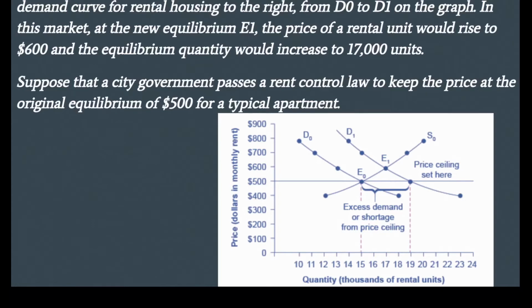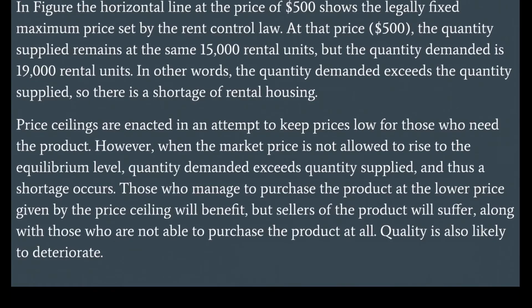Suppose that a city government passes a rent control law to keep the price at the original equilibrium of $500 for a typical apartment. In the figure, the horizontal line at the price of $500 shows the legally fixed maximum price set by the rent control law. At that price of $500, the quantity supplied remains at the same 15,000 rental units, but the quantity demanded is 19,000 rental units. In other words, the quantity demanded exceeds the quantity supplied, so there is a shortage of rental housing. Price ceilings are enacted in an attempt to keep prices low for those who need the product.